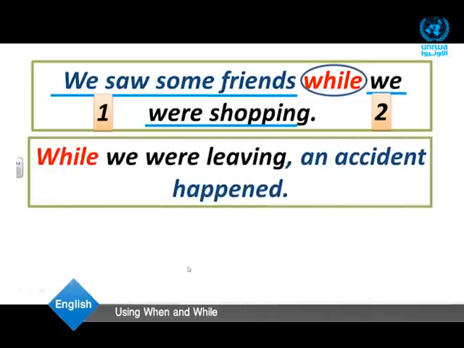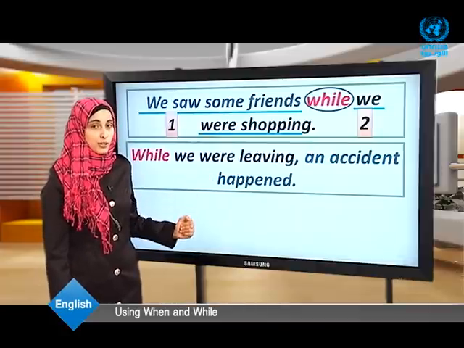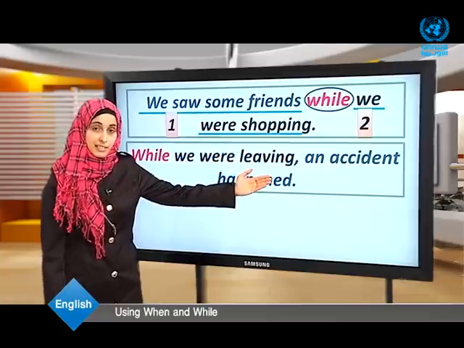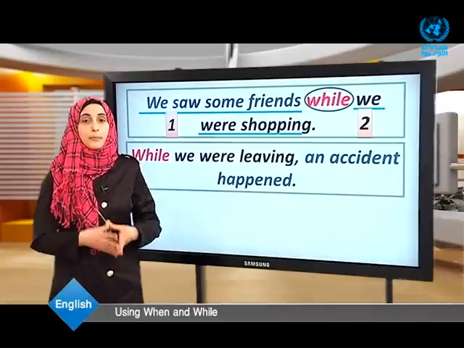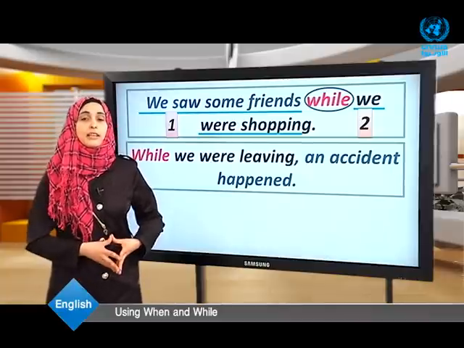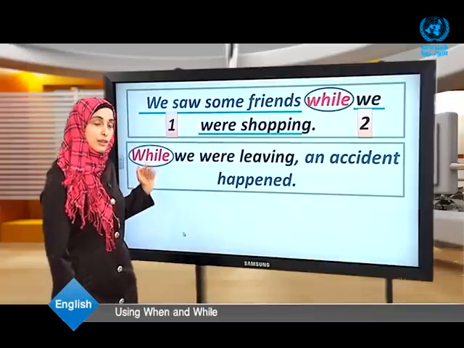Now look at this example. While we were leaving, an accident happened. And notice here, dear students, once more we have two actions. We were leaving, which happened before the accident. But the question is, where is while? Is it in the middle or at the beginning? Excellent, it's at the beginning of the sentence.